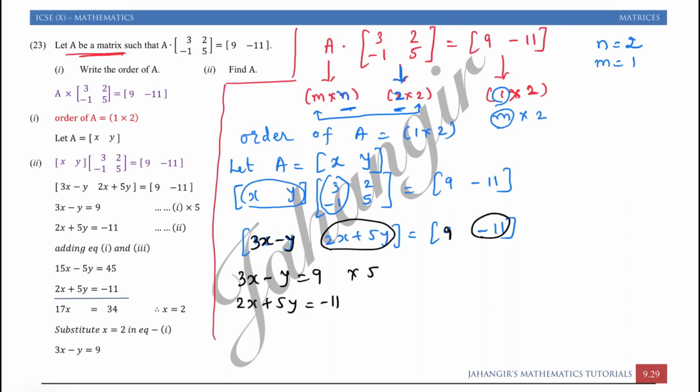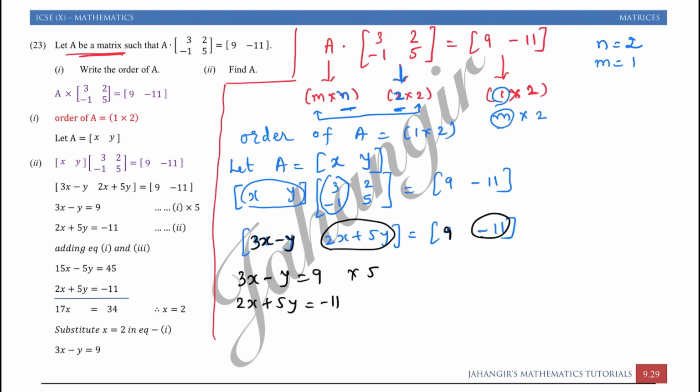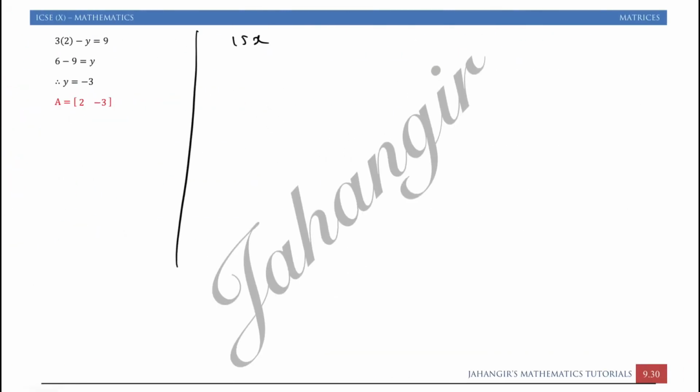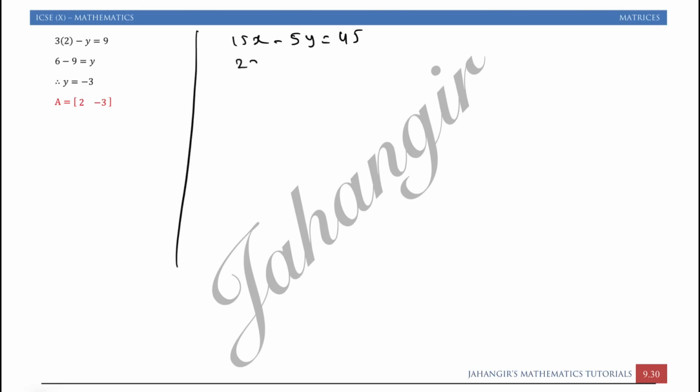So here I will multiply by 5 so that I can cancel out this term. Let me do it behind. 3 5s are 15x, 15x minus 5y equal to 45. And what was the next equation? 2x plus 5y is equal to minus 11. Cancelling these two, adding them, you will get 17x is equal to 34. So therefore x is equal to 2.